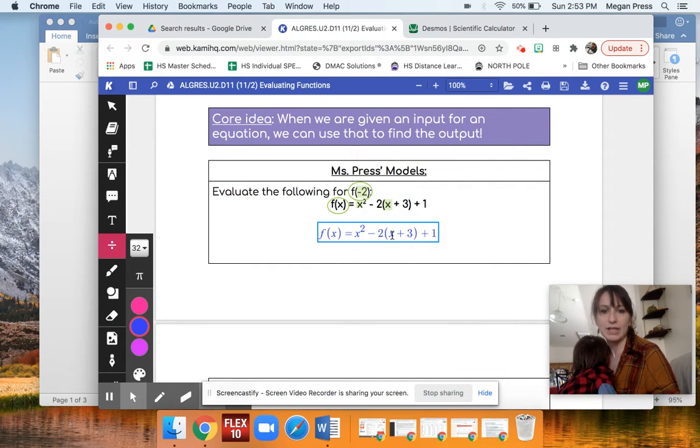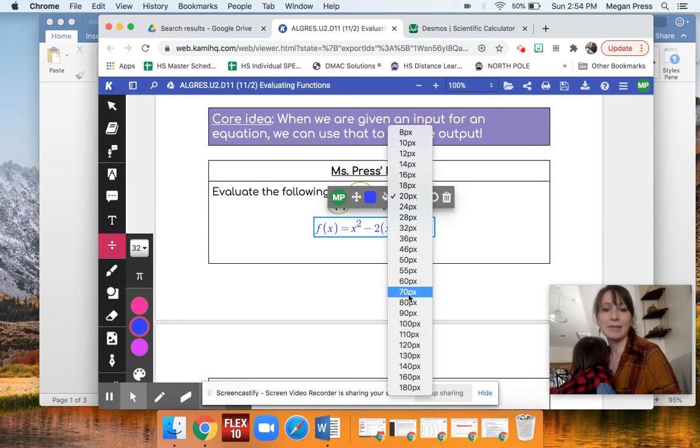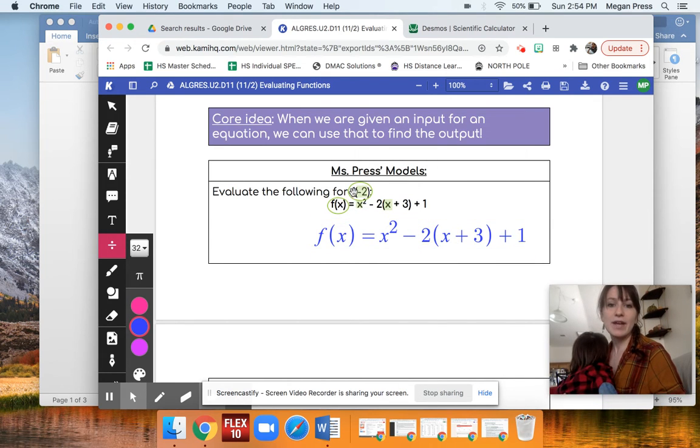Come on now, Miss Press. All right, now, actually, I changed my mind. I'm going to leave it giant so it's easy to see. Boom. Look at that.